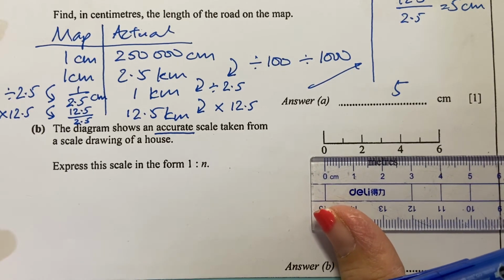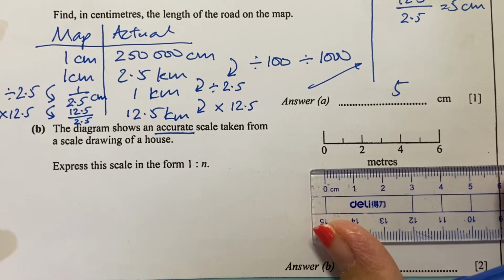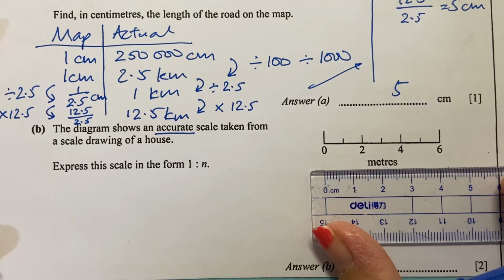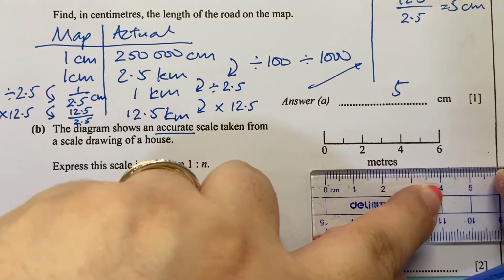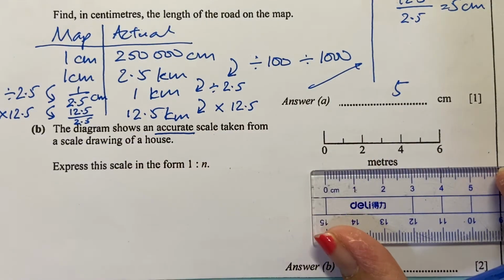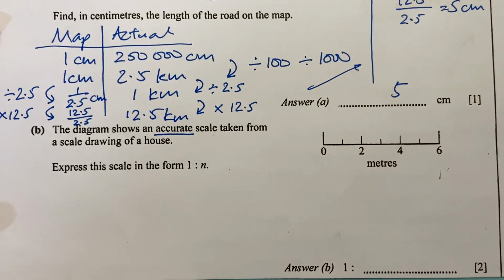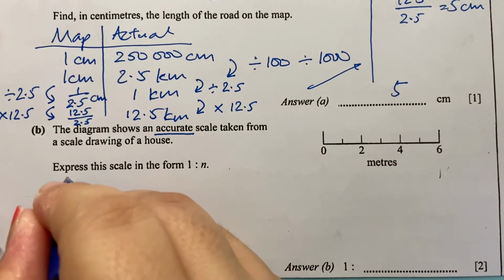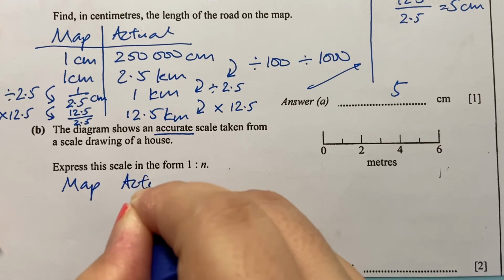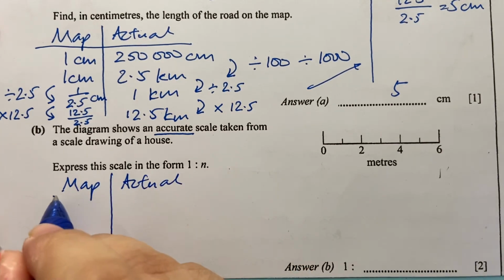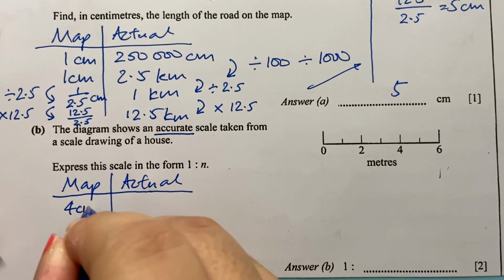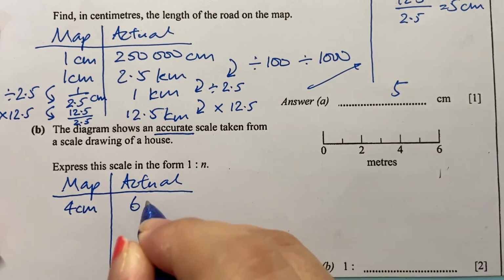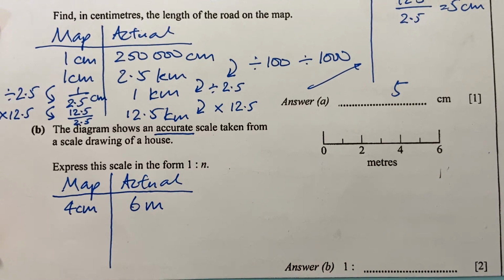What is 4 cm? 4 cm on the ruler is equivalent to 6 meters on your scale. So your 0 and 0 is lined up, your 4 cm and 6 meters is lined up. So that's going to give me the first row. I'm going to write down again, map and actual. So on the map, your 4 cm is equivalent to 6 meters. Okay, so this is where they're giving you your first clue.